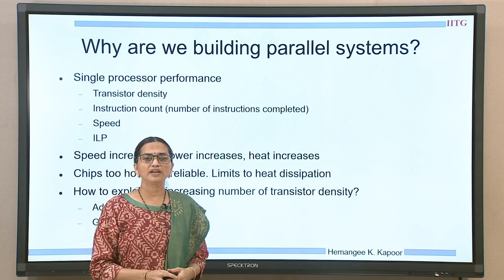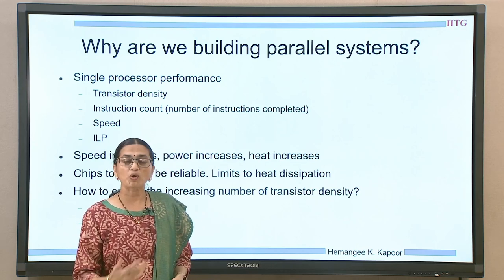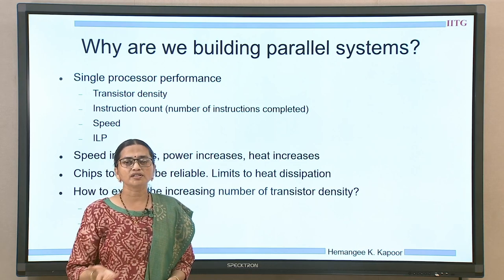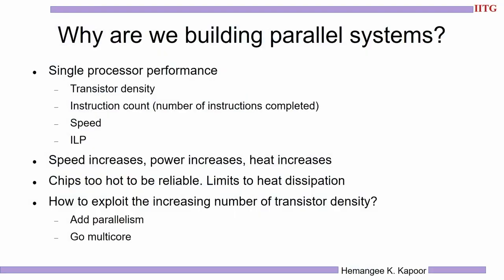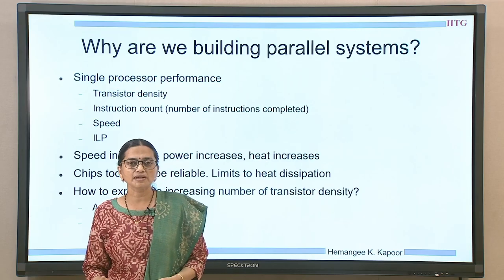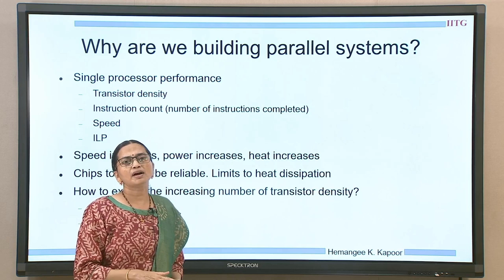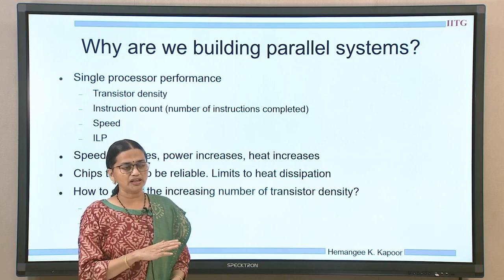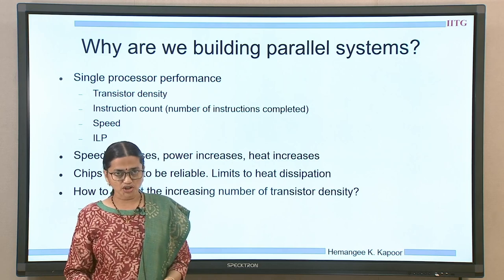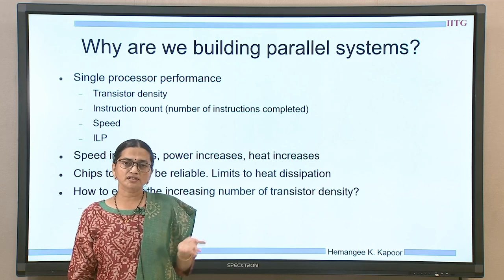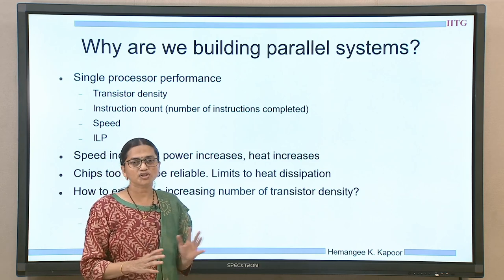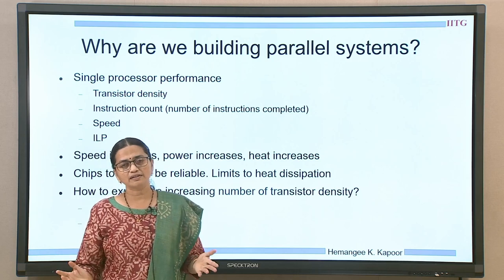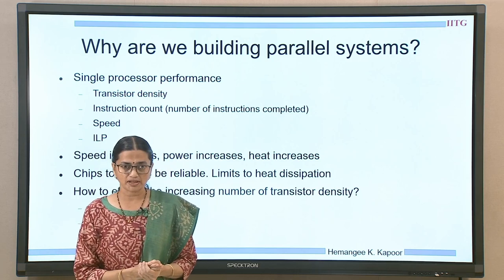Right. So, we are building parallel systems, but why? Because the single processor performance can no longer be sustained. Earlier, it was defined by the transistor density, that is, the processor performance improved with the transistors, with the number of instructions you could execute, the development in the instruction set architecture, the processor speed, and then instruction level parallelism. All these factors improved the single processor performance.